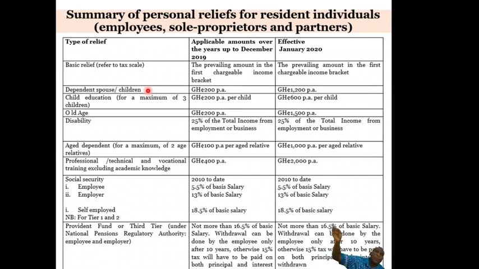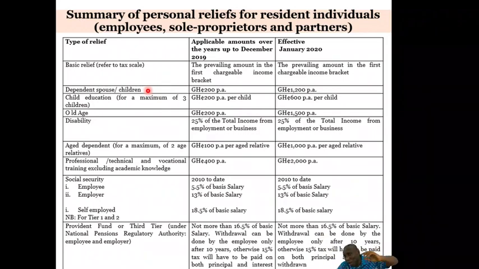It is the highest of all the reliefs. Why? Because it is 25%, that's 1/4 of your total accessible income from employment and business. You will find 1/4 of that. So it is not an absolute figure. No, it is a relative figure based on your total accessible income.